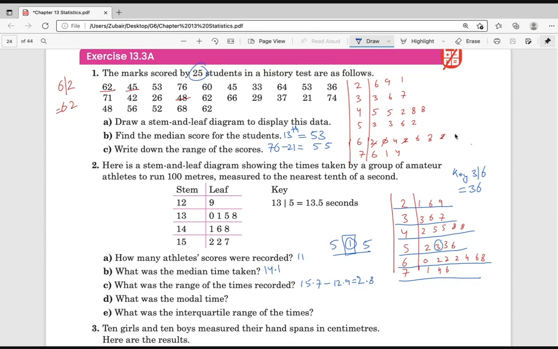And modal time is, which number do you see appearing the most? Is this 9 repeating itself, or any number from these, or from the last one? No, no. Haris, this is 13.8 and that is 14.8. Okay, you see those numbers next to each other. So 15.2 and 15.2. 15.2 appears 2 times. So this is the mode.